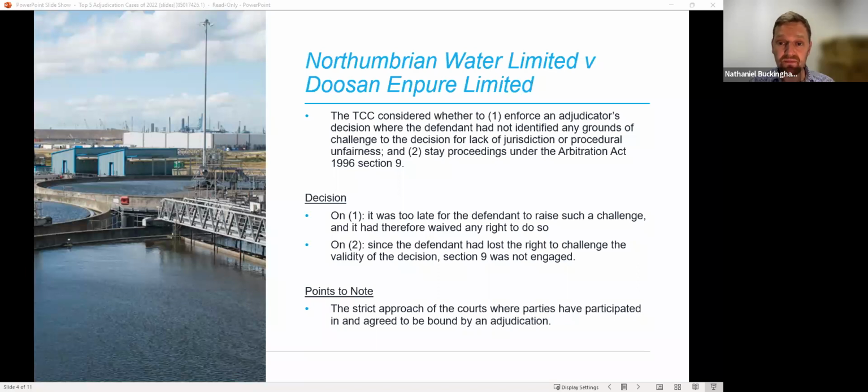In this case, the contractor had not raised any issues with jurisdiction or natural justice during the adjudication, nor had they adequately challenged the decision within 4 weeks in their notice of dissatisfaction. So in such circumstances, the courts will simply be prepared to enforce the adjudicator's decision, rather than that enforcement having to be referred to arbitration.